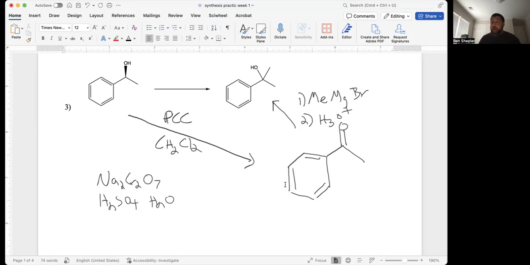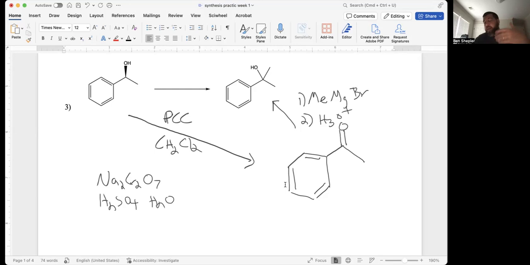Yeah, Colin, we could absolutely. So sodium dichromate is a stronger oxidizing agent than the PCC, but secondary alcohols can't be oxidized past ketones. So if it was a primary alcohol, the sodium dichromate would have taken it to a carboxylic acid.